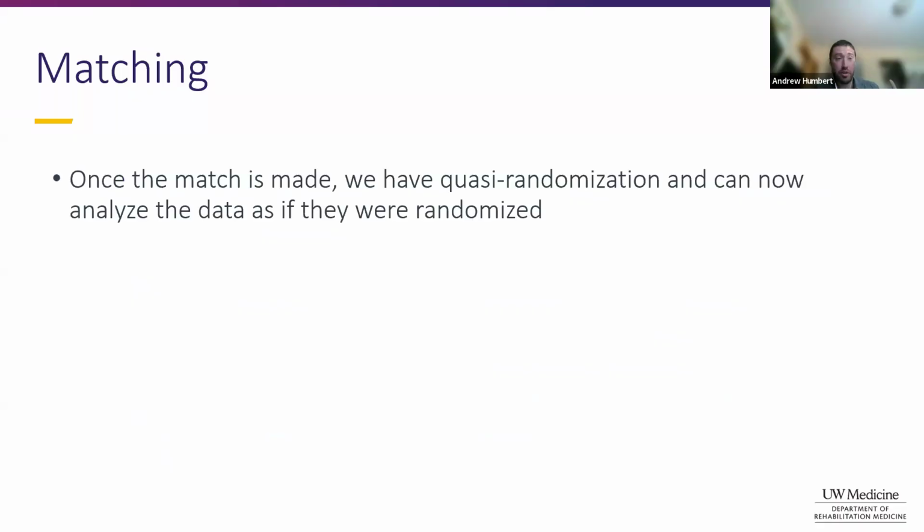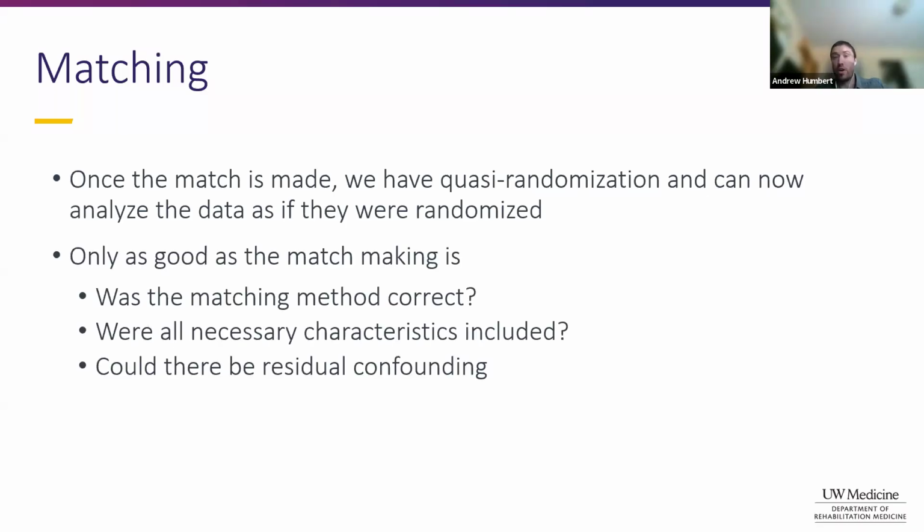But regardless of the approach, once the match is made, we essentially have achieved quasi-randomization, or at least the best we can based on our matching approach. And now we can just analyze the data as if they were randomized, right? Assuming everything works great, we've effectively balanced our two arms as if we had randomized those individuals. We can now go ahead with our typical analysis, and any conclusions we make, we can to some degree at least attribute to the treatment or exposure.